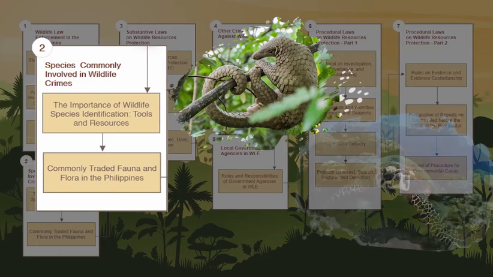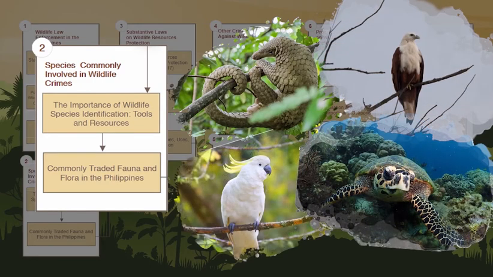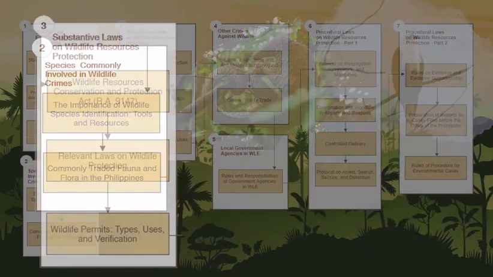Species commonly involved in wildlife crimes, the second module, will help you identify and differentiate between commonly traded and threatened plants and animals, and gives a range of tools and resources you can use in their identification and handling.